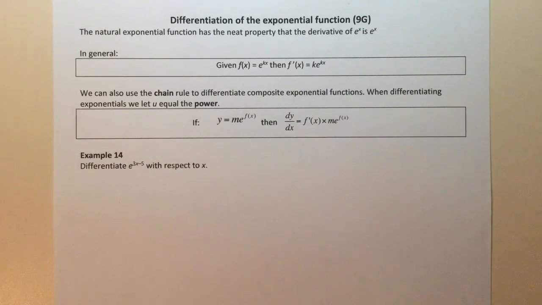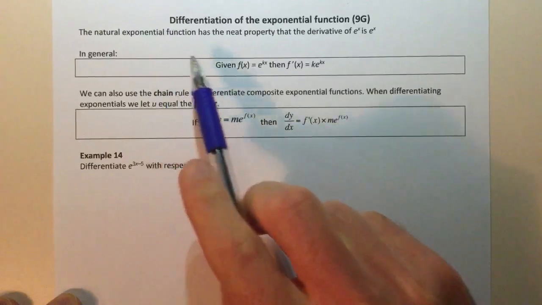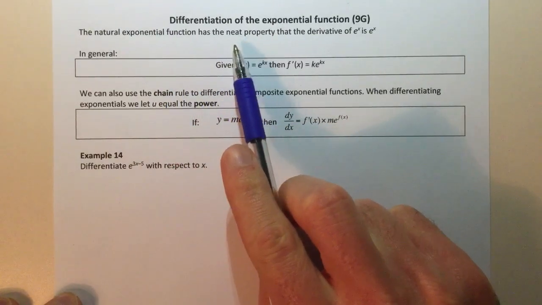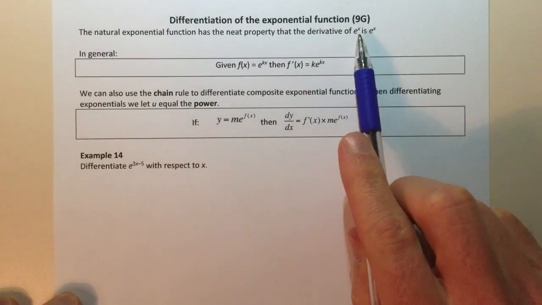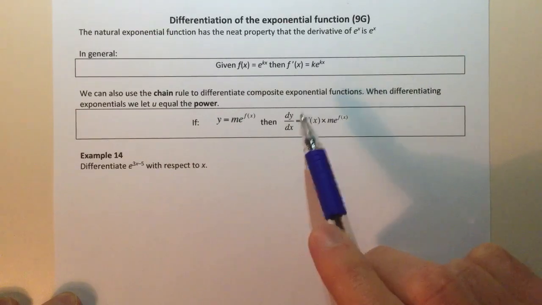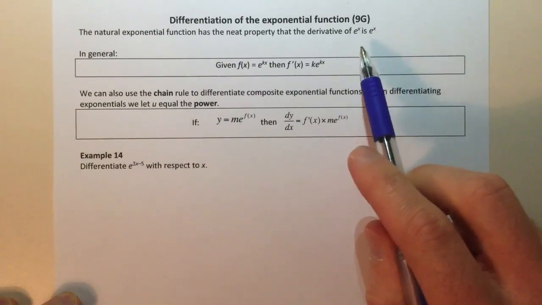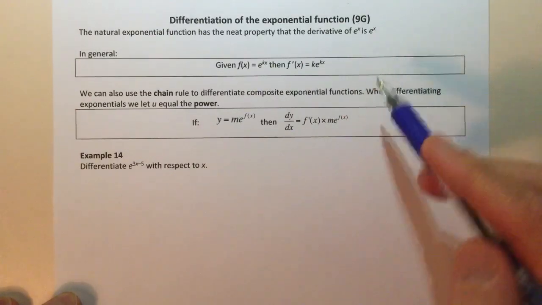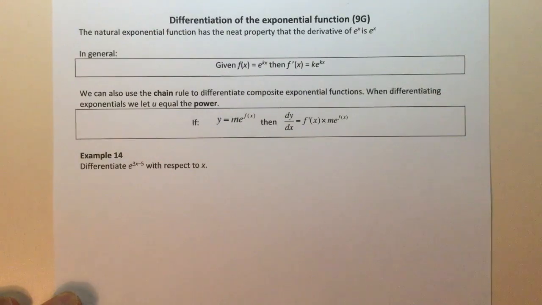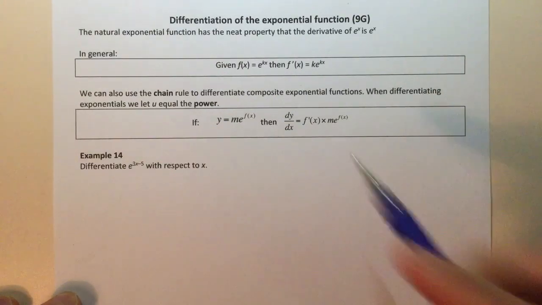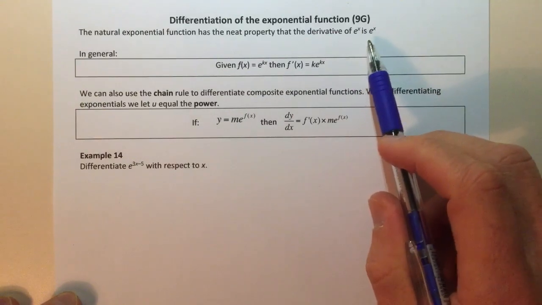In this video we're going to go through a couple of examples of differentiating the exponential function. The natural exponential function has the neat, amazing property that the derivative of e to the power of x is actually e to the power of x. In another video, which you might have already watched, we go through an exploration of the graph to see why that's the case, but it is a fact that the derivative of e to the power of x is e to the power of x.